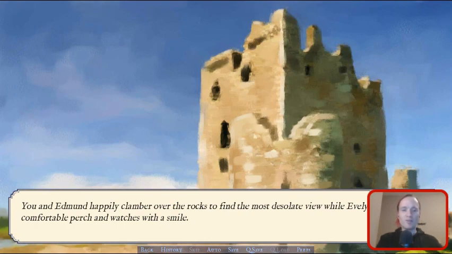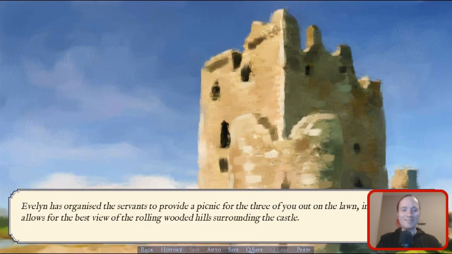We clamber over the rocks and find the most desolate view, while Evelyn sits on a comfortable perch and watches with a smile. Haunted castle? Evelyn has organized the servants to provide a picnic for the three of you out on the lawn, in a position that allows for the best view of the rolling, wooded hills surrounding the castle.